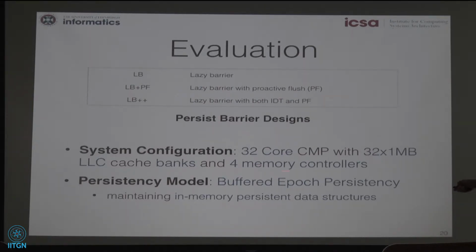So we evaluate a server class processor, which is a 32-core CMP with 32 1 megabyte LLC cache banks and 4 memory controllers. What we want to essentially measure is the performance of implementing the buffered epoch persistency model in this processor. And we use it for maintaining in-memory persistent data structures.